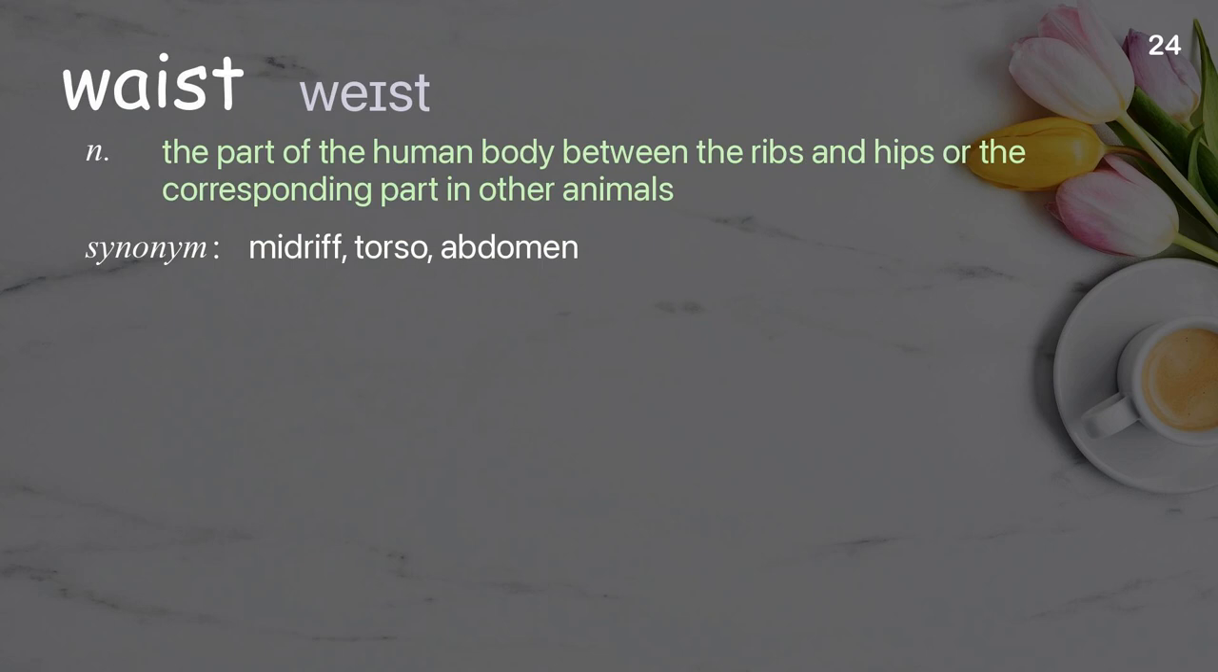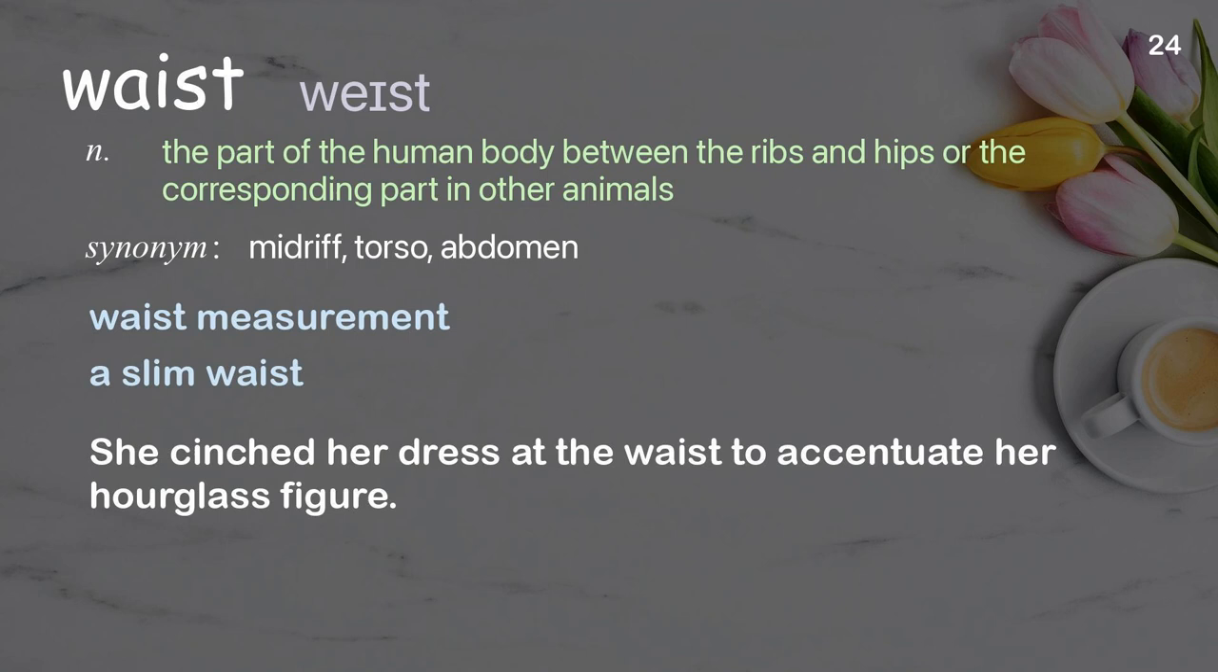Waste. The part of the human body between the ribs and hips, or the corresponding part in other animals. Examples: waist measurement, a slim waist. She cinched her dress at the waist to accentuate her hourglass figure.